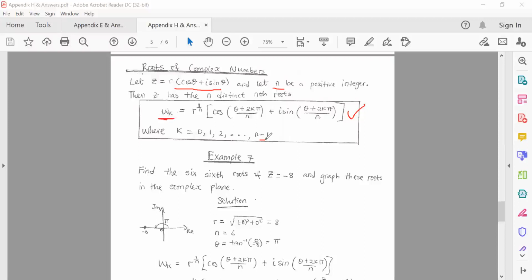If you remember well, you want N roots. Your K always starts from 0, so you can't stop at N. If you start from 0, you need to stop at N minus 1, because the 0 is an extra term. And how do you get the root? You take r to the power 1 over N. So if I ask you for square root, your N there is 2. If I ask you for cube root, your N there is 3. Then cos of (theta plus 2k pi) over N plus i sine of (theta plus 2k pi) over N.